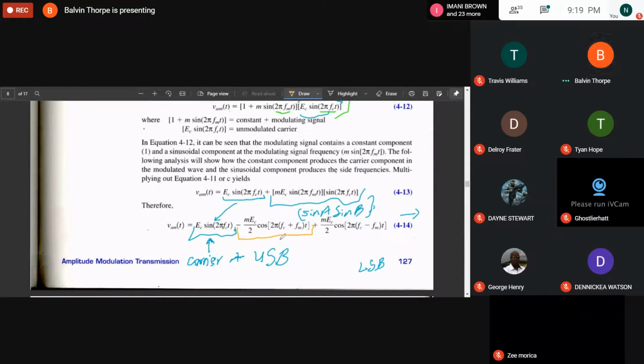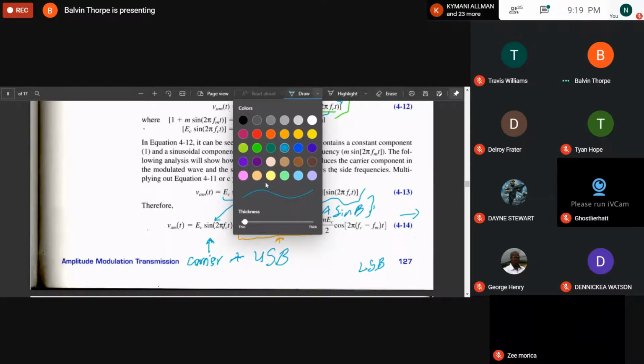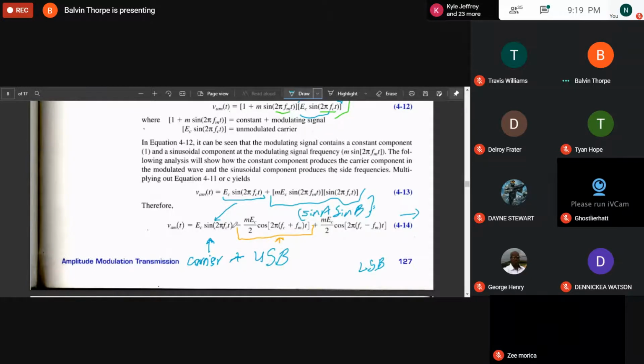The upper sideband right here. And don't overlook the minus sign. This minus is right here, and don't ever forget it. Very important. So I'm going to erase that. So that's the carrier. This is the upper sideband because here you're adding a frequency. So that frequency is going to be higher than the original carrier frequency. That's why it's called upper.